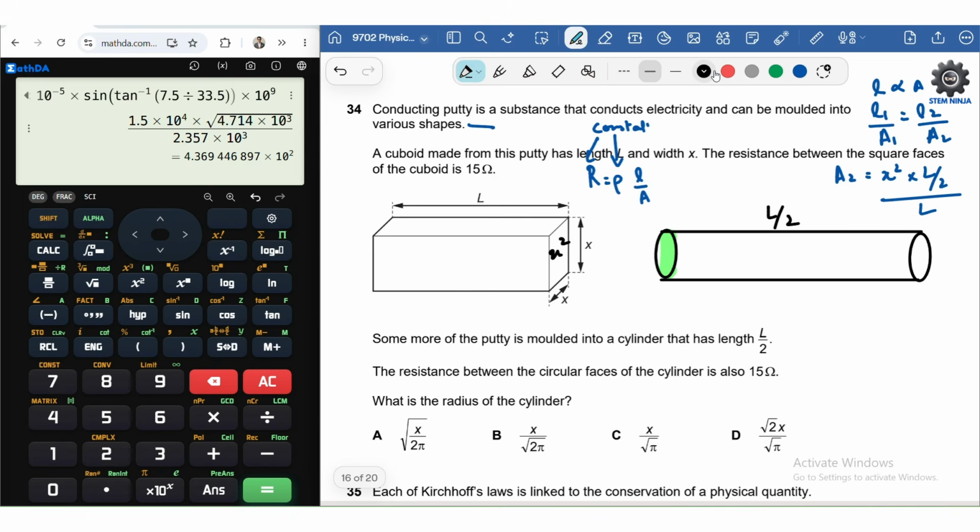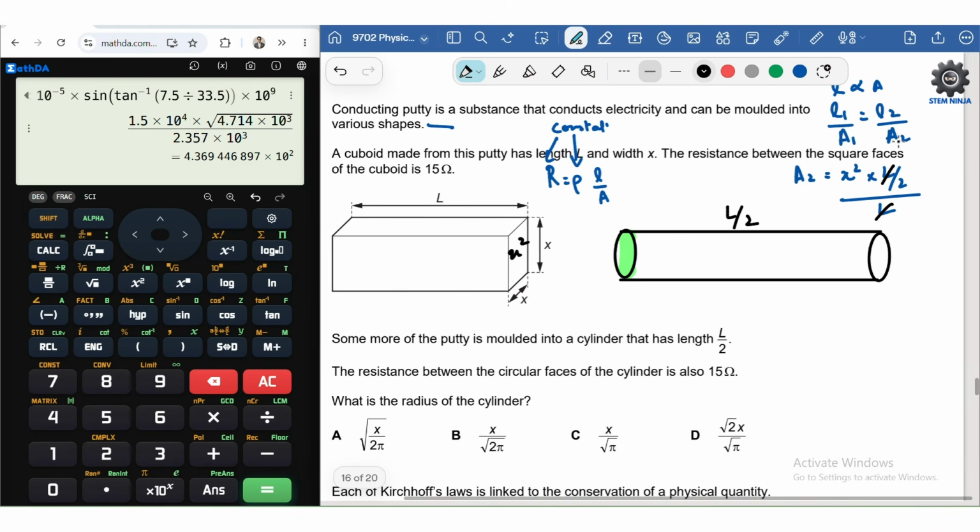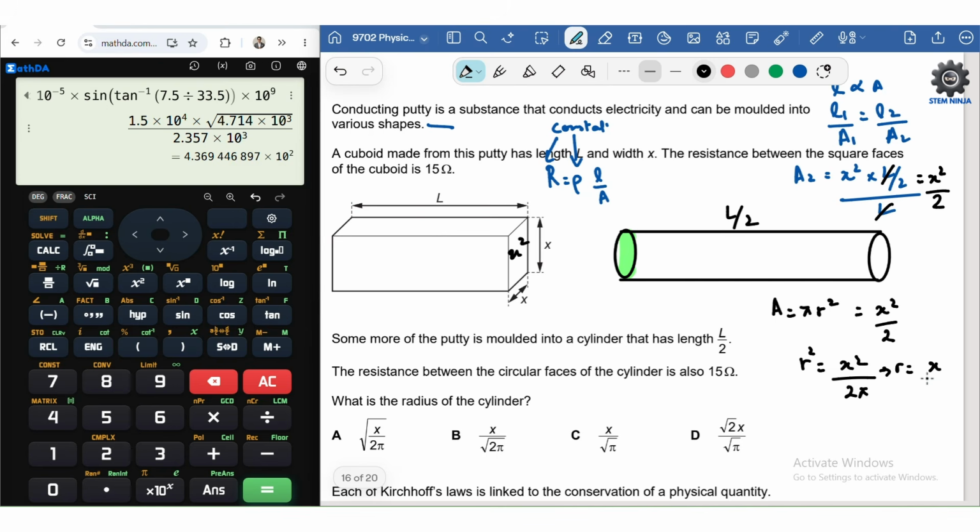L and L get cancelled, so you have x squared over 2. So area is pi d squared. No, sorry, we just need the radius now, so pi r squared. So pi r squared is equal to x squared over 2. So r squared would be x squared over 2 pi, and then r would be x over root 2 pi. So B would be the answer.